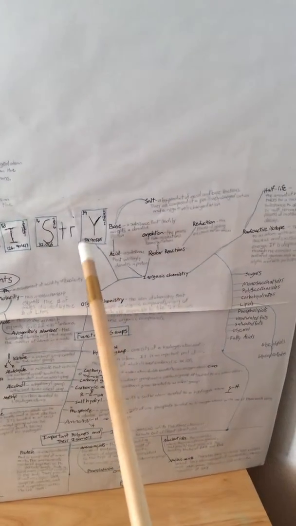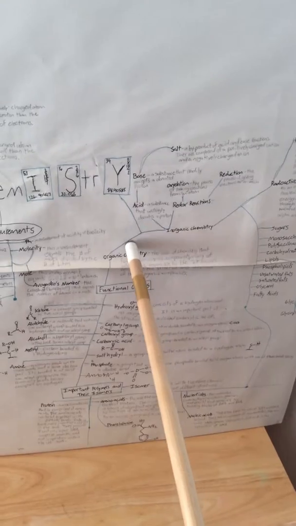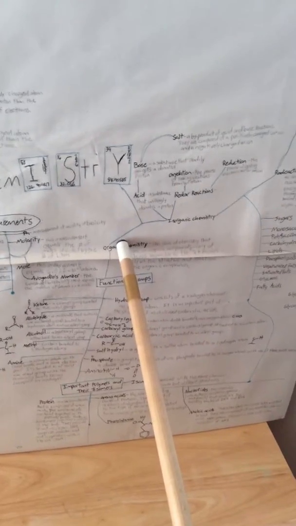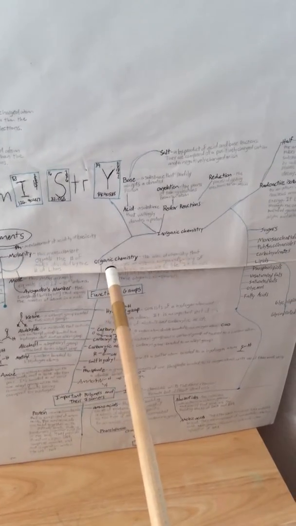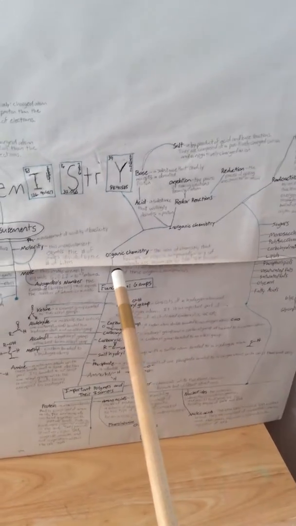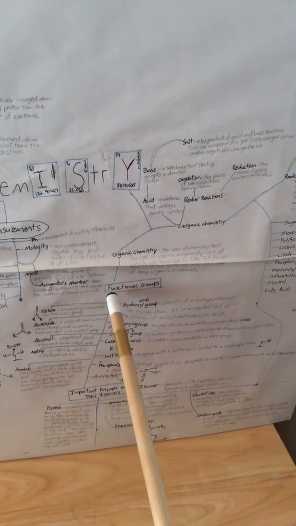If we go on back up to chemistry, and then we follow it down, we have two pathways here, inorganic and organic. Right now we're going to take organic. And so organic chemistry is the study of molecules that are mostly responsible for life. And then a big part of organic chemistry is our functional groups. So right now we're going to look at the functional groups.